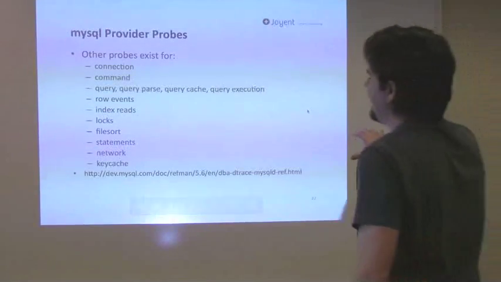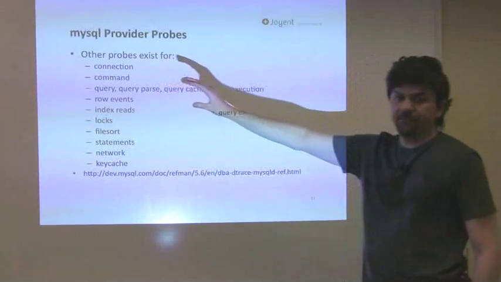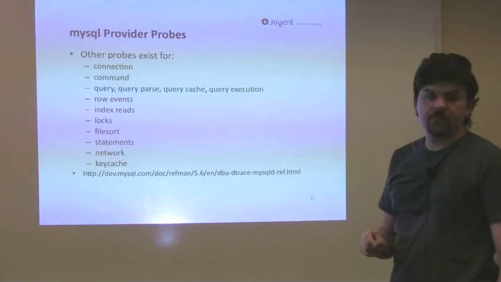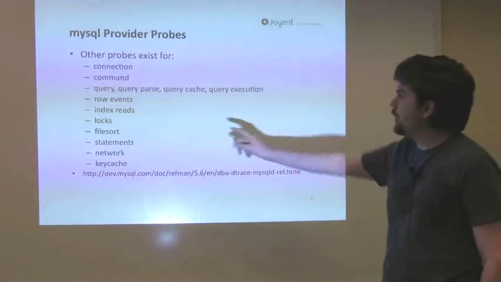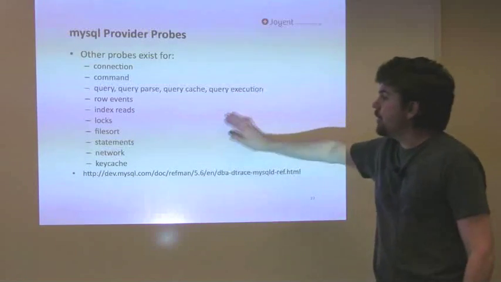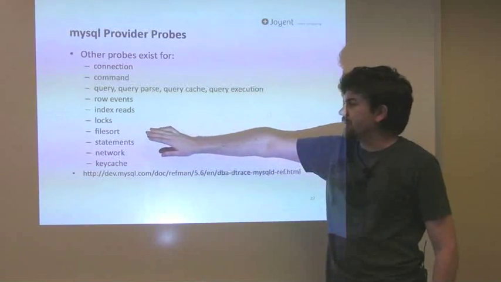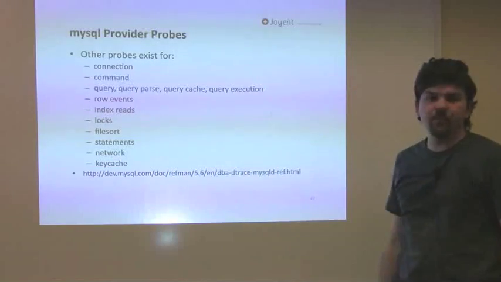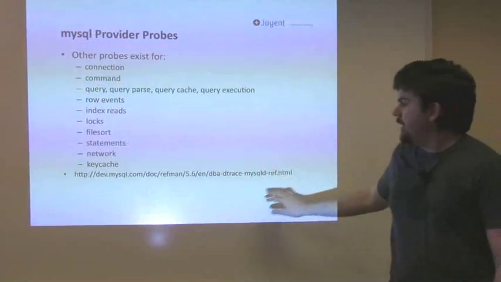That's just query start to end. Other probes exist for looking at connection events, command, query, query parse, query cache, query execution, row events, index reads, locks, file sort, statements, network, and the key cache. And I had the website up earlier that lists them all out. So you can write a number of powerful scripts that you run when you need to, Control-C, and it stops, everything goes back to normal. You can fetch that information as required.